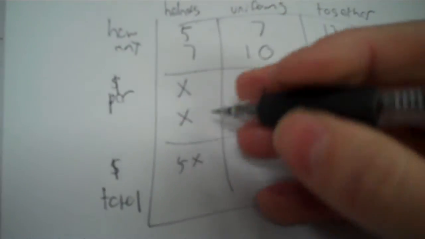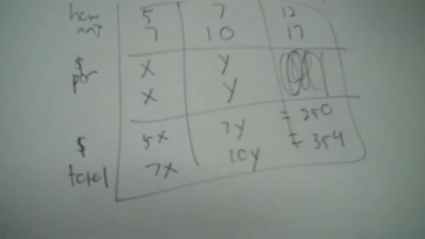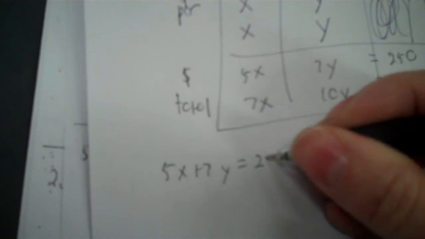Okay, helmets. Now, we don't have any numbers left, so we don't know what to put here. When you don't know what to put there, you put X, Y. Need 2 X's and 2 Y's, though, so I can take 5 times X and 7 times Y, 7 times X, 10 times Y. So there's my equations, both of them. 5x plus 7y equals 250. And then 7x plus 10y equals 354.